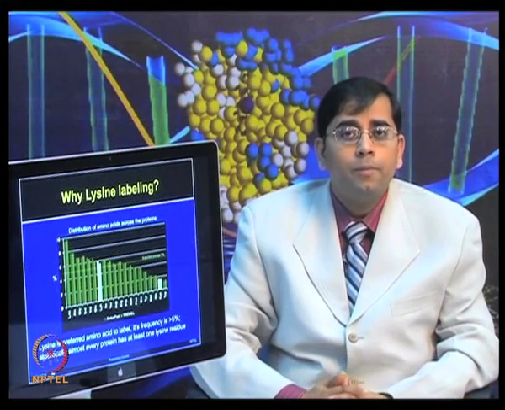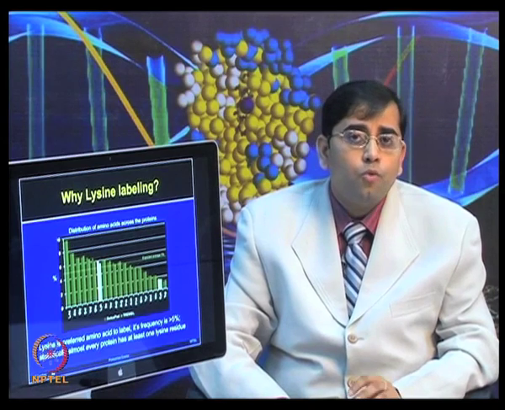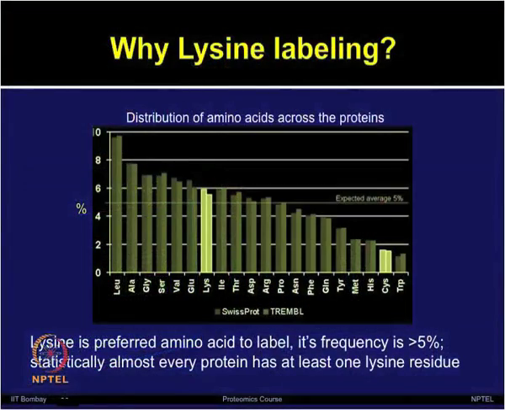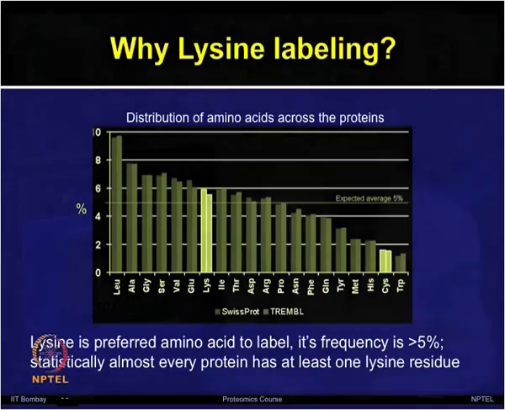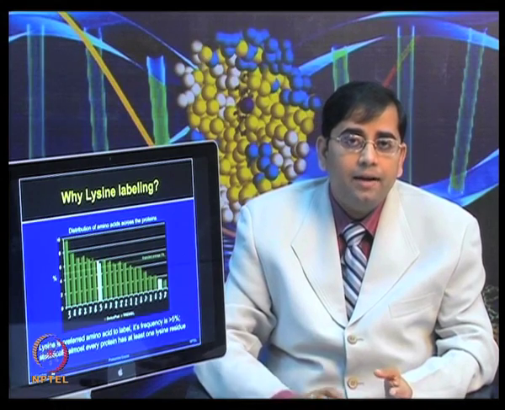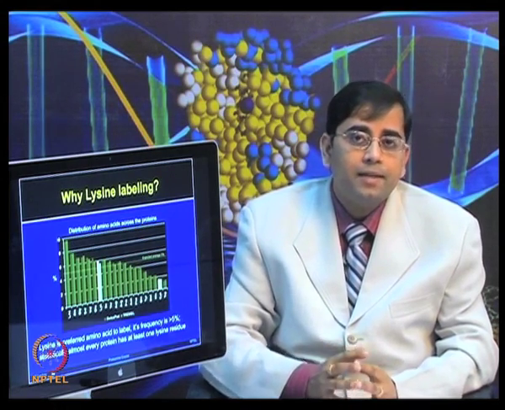So, let us talk about the popular method of targeting lysine. Why label only the lysine amino acid? Lysine is the preferred amino acid, as I have shown you in this graph, the distribution of amino acids across the proteins and their percentage distribution. Its frequency is greater than 5%. So, statistically almost every protein has at least one lysine residue. So, there is a good probability that your protein will have a lysine residue and it will get labeled if you are targeting the lysine.